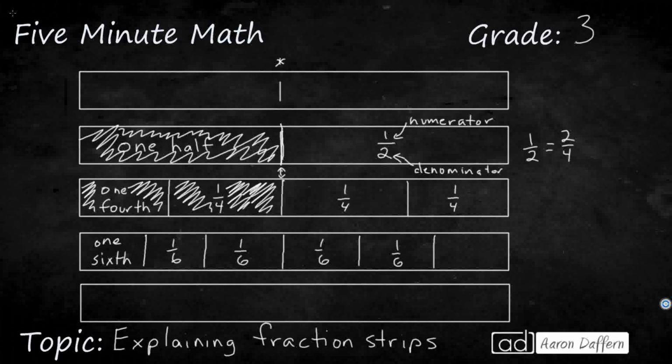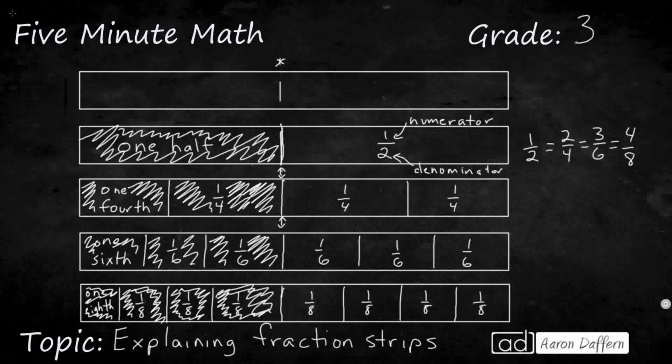If I wanted to find an equivalent fraction, well, I would need to shade in 1, 2, 3. Once I get to 3/6, you notice it goes to that same middle line that I've been using as my equivalency. So 1/2, 2/4, 3/6, 4/8 is equal to 1/2, 2/4, and 3/6.